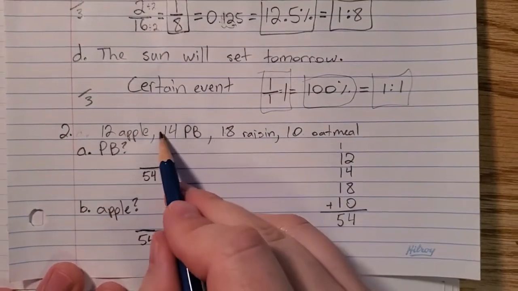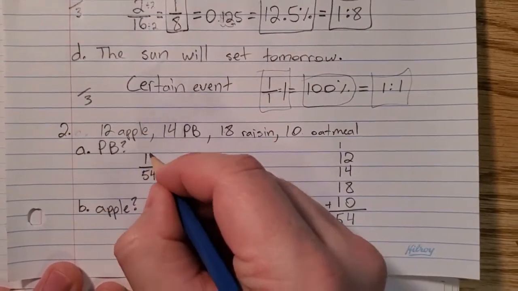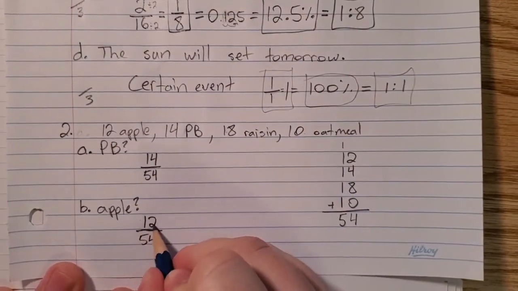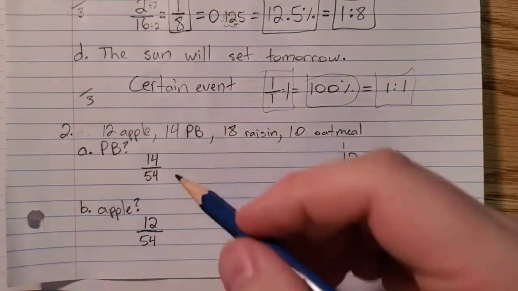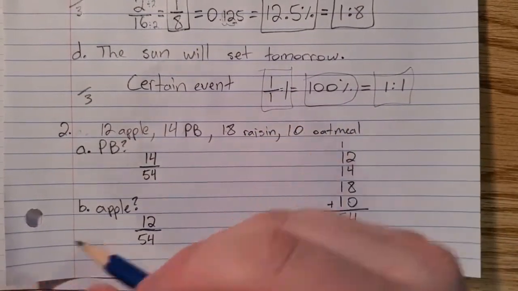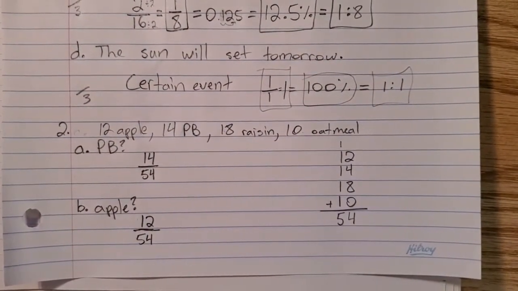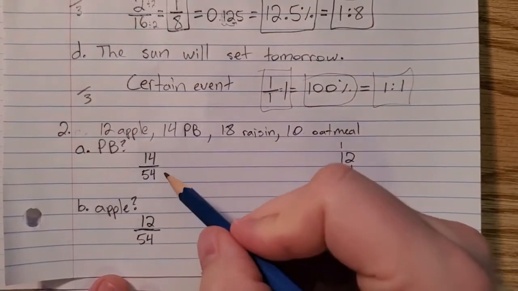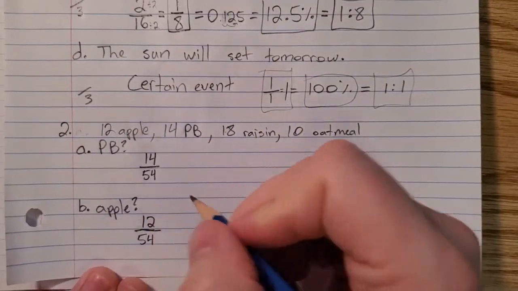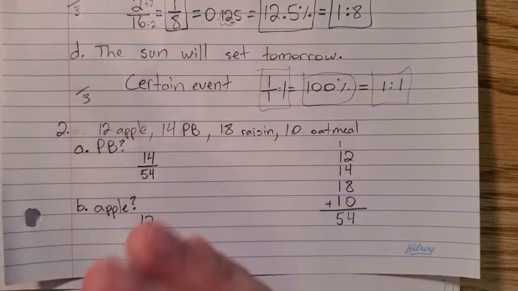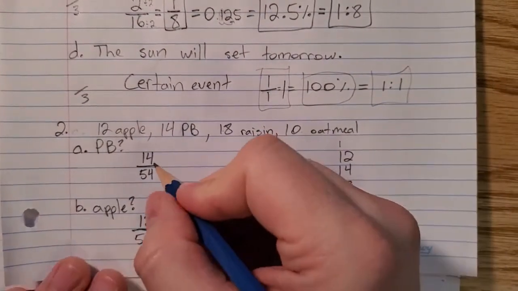Now for peanut butter, how many are peanut butter? It's this 14 right here. For the apple, it's 12. Okay. Now looking at these numbers, we have to put this in as many options as we can. It didn't actually say to, so we could just simplify these and we'd have our answer, but I'm going to show the percent and the ratio just in case you did one of them. You could have chosen any of them.